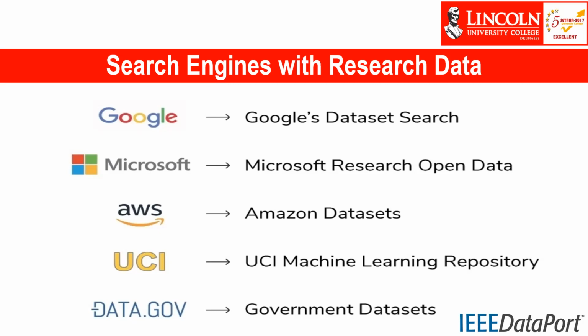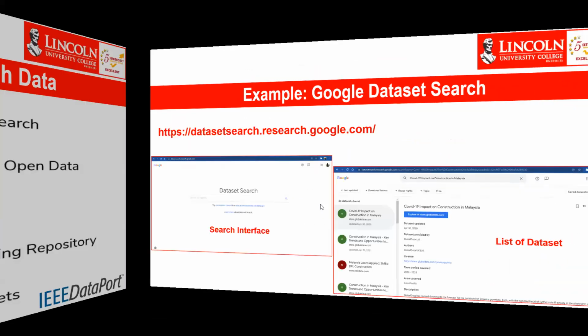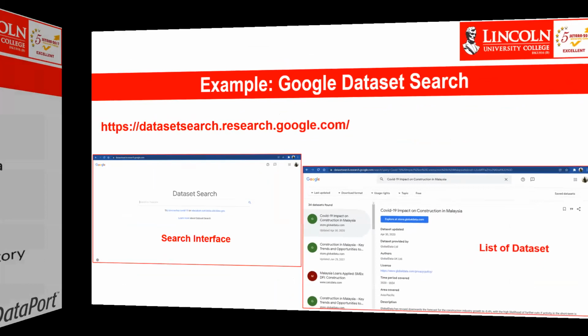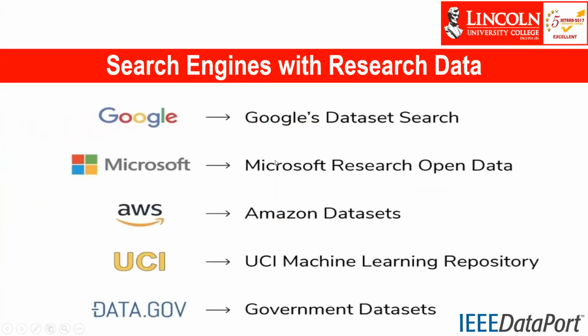So if you take this Google data set, for example, all of them follow the same procedure. All you need to do is open your browser and type the name. You can type the name, whether you want to go for Microsoft Research Open Data, just copy this and paste it on your browser. Then you are going to see the link. Just click on the link and follow the instructions. The same goes for all the other options that were displayed.